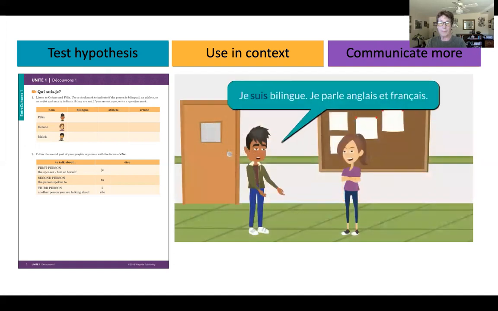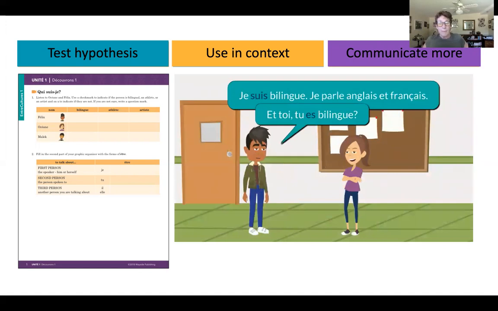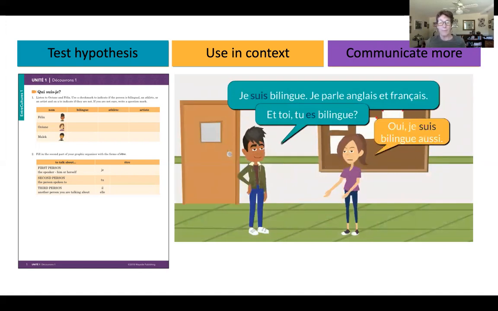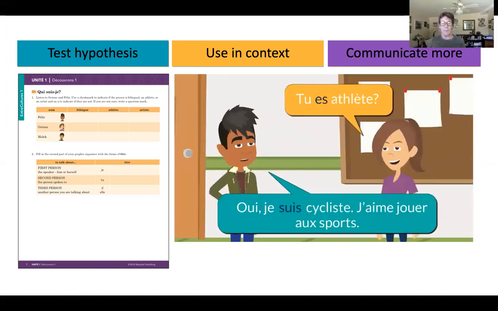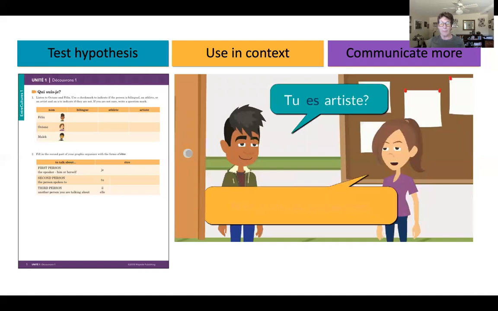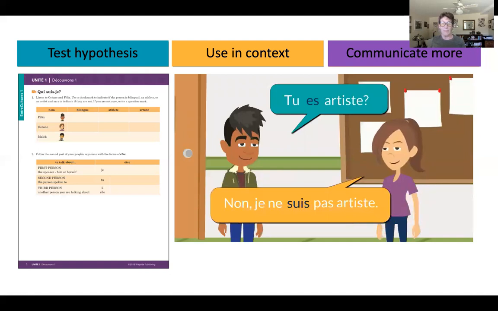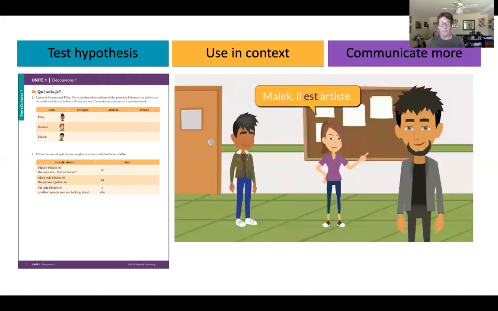Je suis bilingue. Je parle anglais et français. Et toi, tu es bilingue? Oui, je suis bilingue aussi. Tu es athlète? Oui, je suis cycliste. J'aime jouer au sport. Tu es artiste? Non, je ne suis pas artiste. Malek, il est artiste.